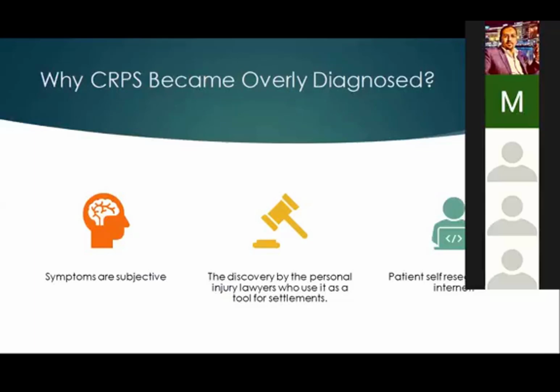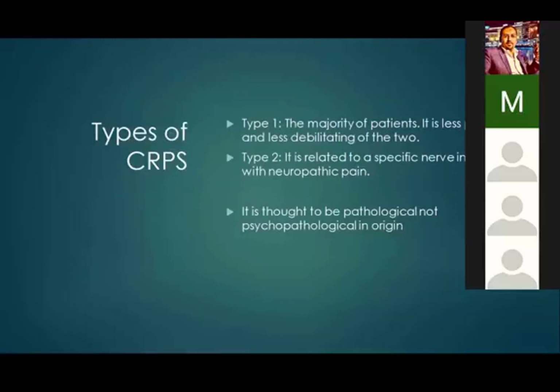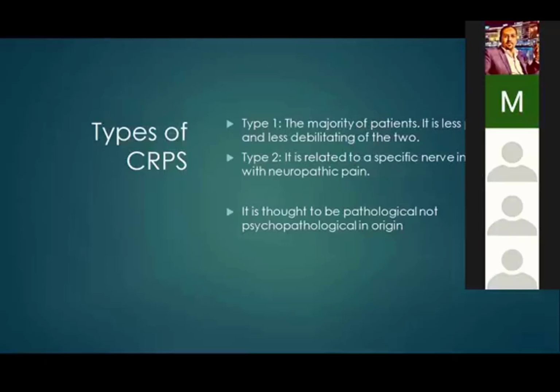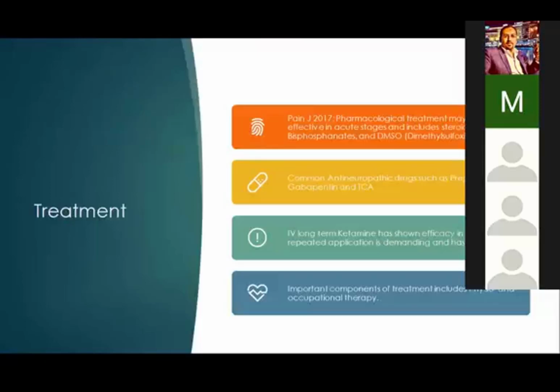Patients self-research on the internet, and patients come to the clinic and say, oh, I have CRPS, and then I have to either agree or disagree with him. There are two types. Type 1 is the majority of the patients, and it's less painful and less debilitating of the two. Type 2 is related to a specific nerve injury with neuropathic pain. It's thought to be pathological and not psychopathological in origin.